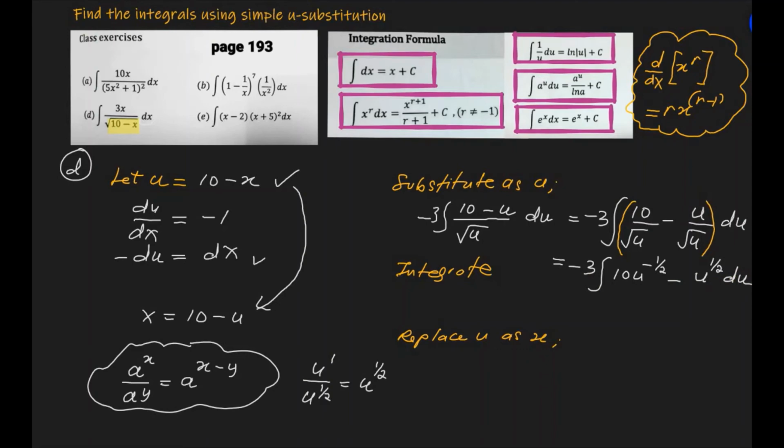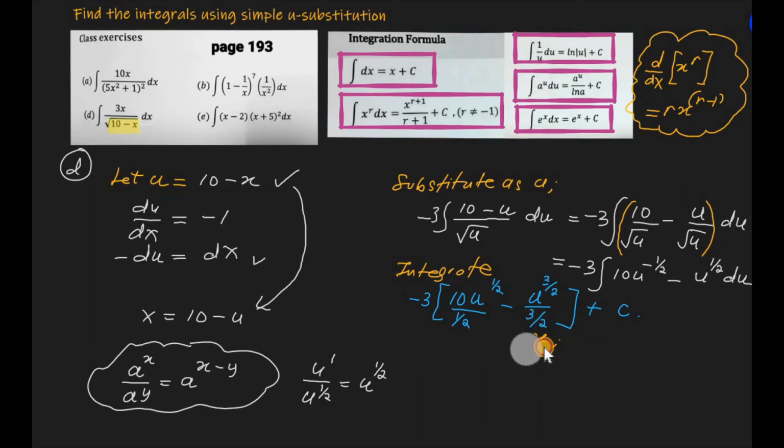Okay, so let us integrate this. So we have negative 3. Integrate 10 u power here. So 10, and then we put down the u, negative half plus 1, which is half, over half. And minus, one more time, integrate this, u power half plus 1, which is 3 on 2, over 3 on 2, and plus c.